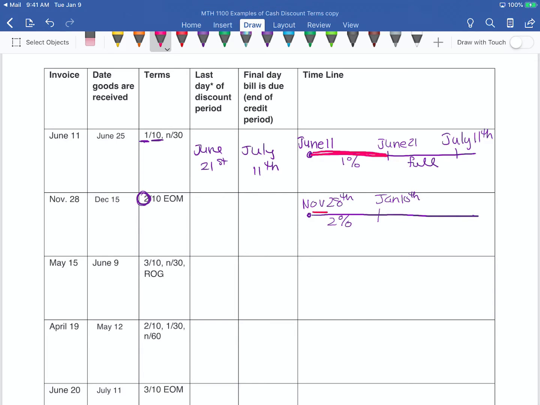So here's my discount period. Now I have to pay in full by the 30th of that month. So the end of my discount period would be January 10th. The end of my credit period, which I would have to pay in full by, is January 30th.